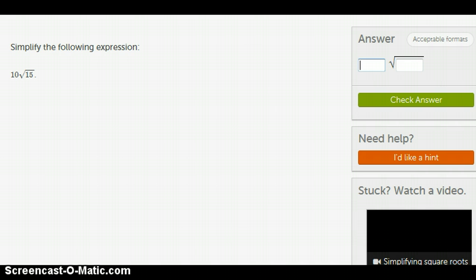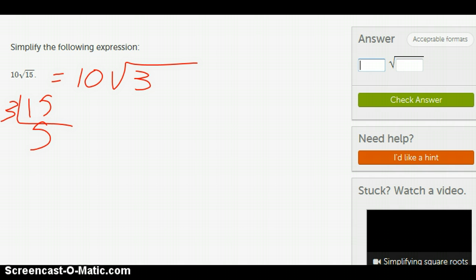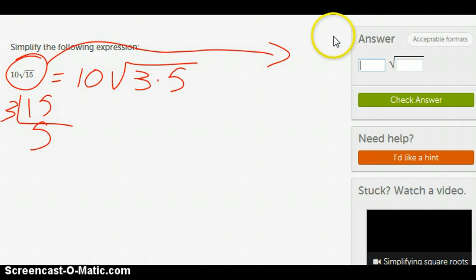10 times the square root of 15, that is going to equal 10 times the square root. We have to do the factor tree for 15, 3 and 5. I do not have any pairs, so there's nothing to pull out. So I have 10 times the square root of 15 for the answer.